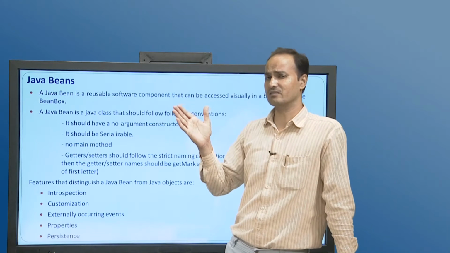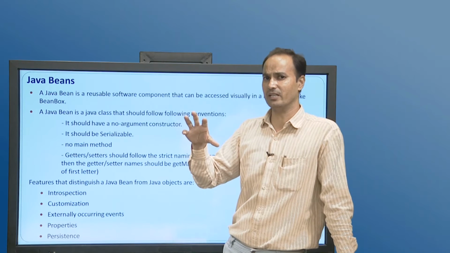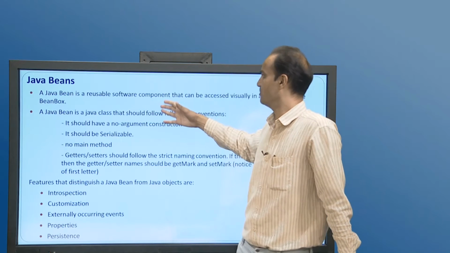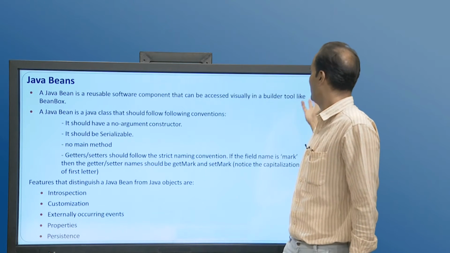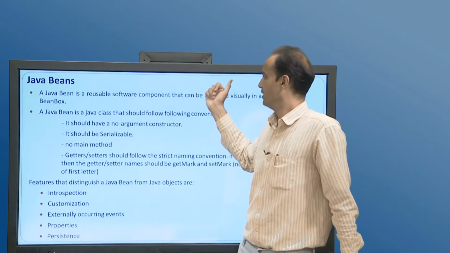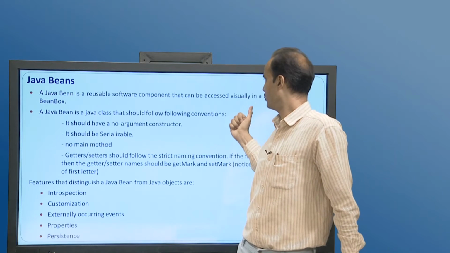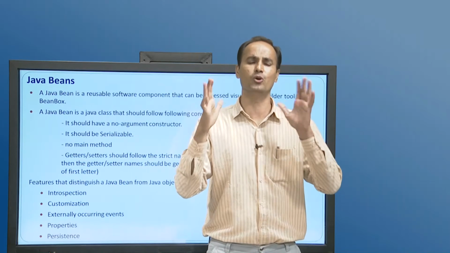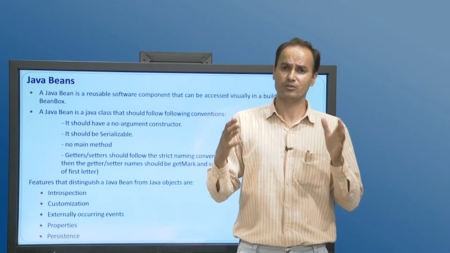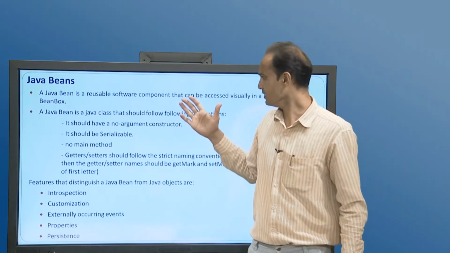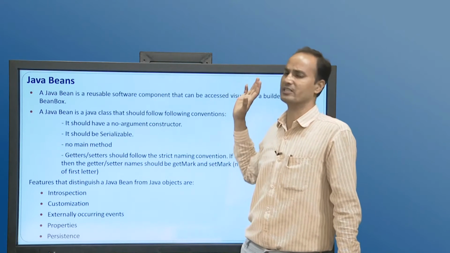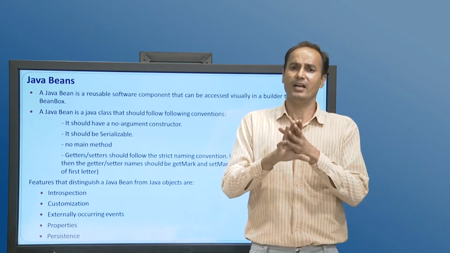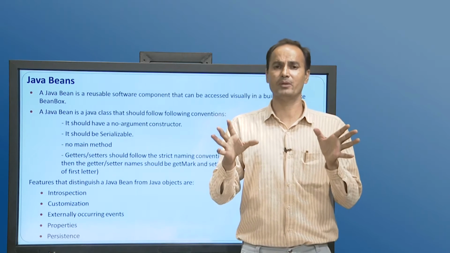What we discussed is the general component and its properties and features. Now, JavaBeans is a reusable software component that can be accessed visually in a builder tool like Beanbox. A JavaBean is a Java class that should follow the following conventions. So, there are certain conventions we need to know when we start with JavaBeans. It should have a no argument constructor. When you are writing a JavaBeans program, it should not have a main method. There is no main method in a JavaBean.